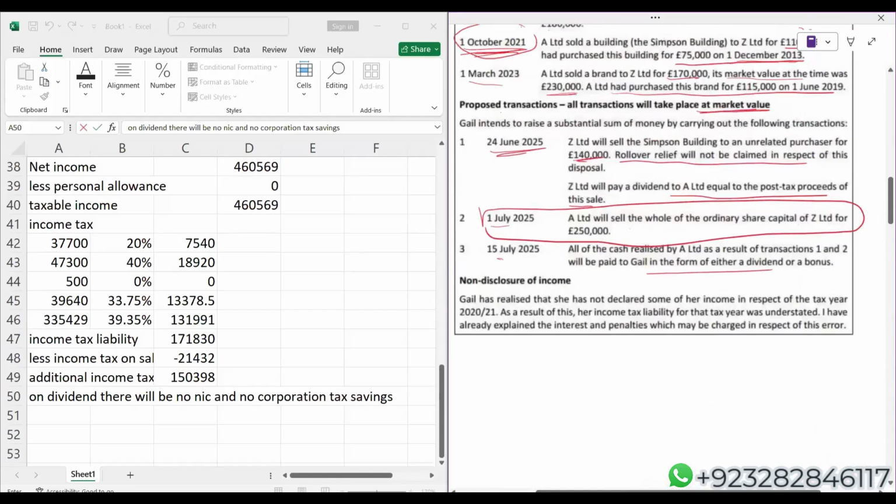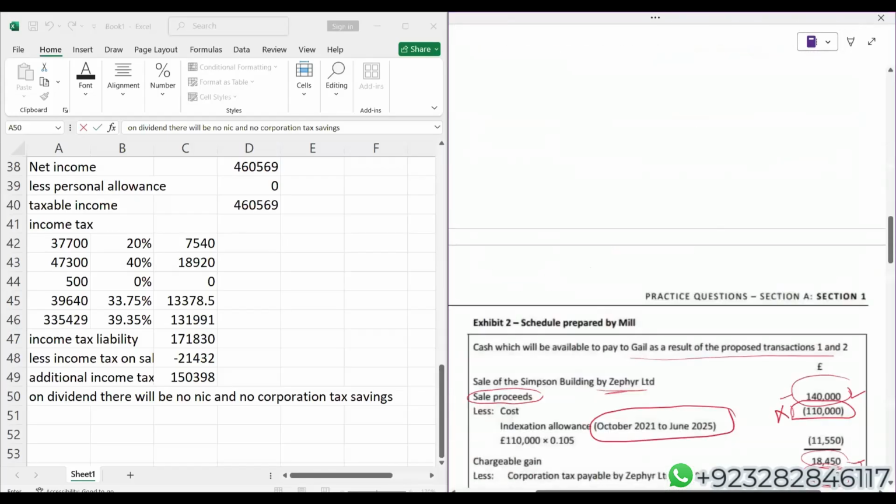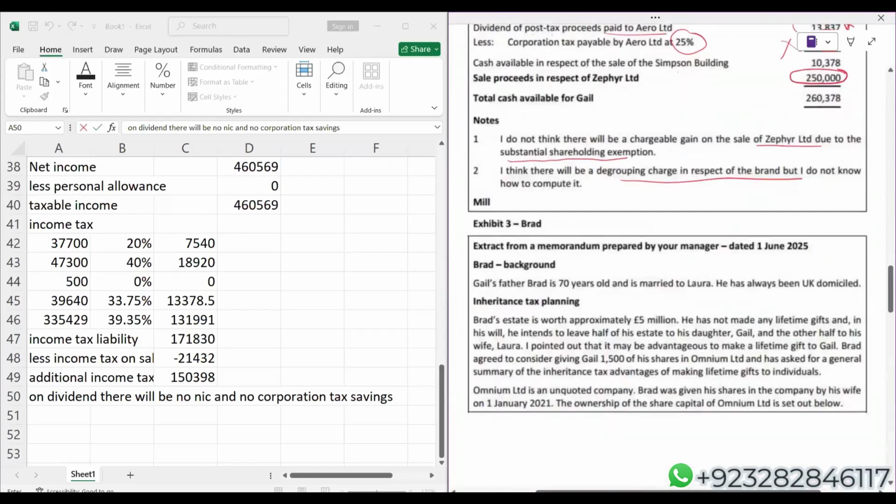Okay. Look at this non-disclosure of income. Gail has realized that she has not declared some of her income in respect of the tax year 2021. As a result of this, her income tax liability for that tax year was understated. I have already explained the interest and penalties which may be charged in respect of this error.